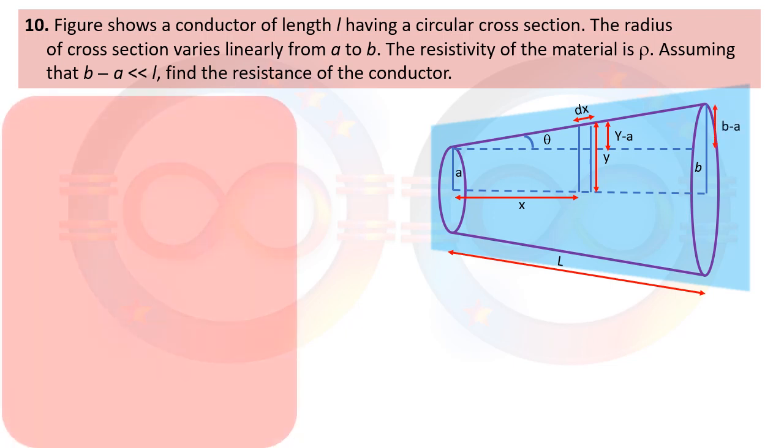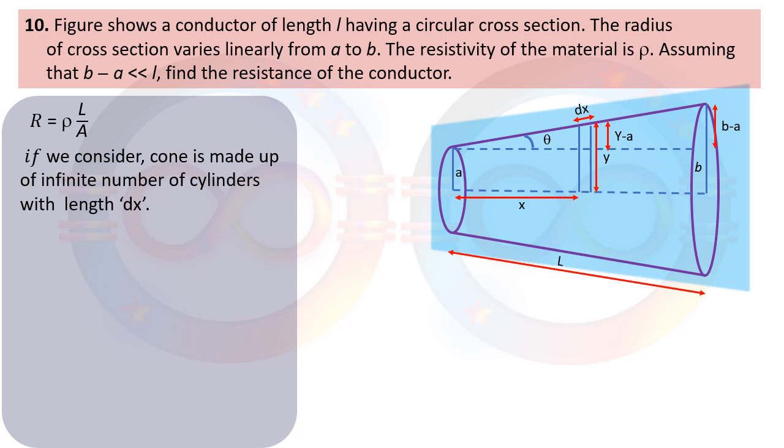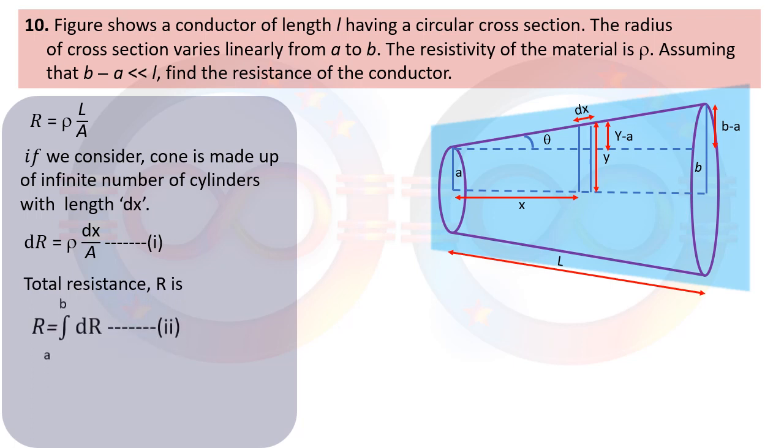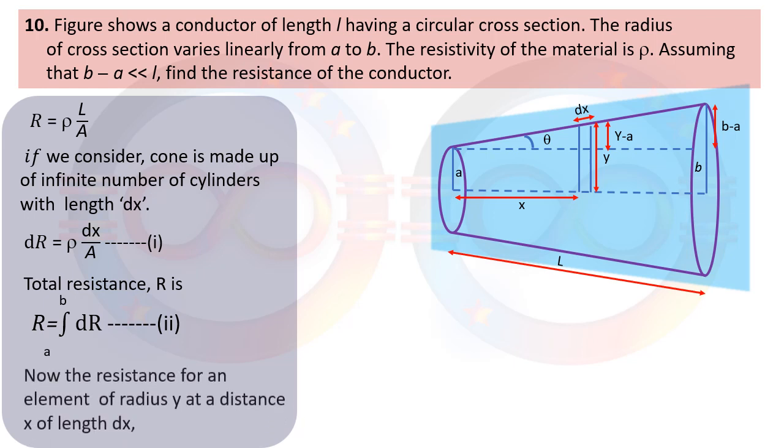If we have the resistivity rho, length L, cross section area A, we know that the resistance is nothing but rho into L by A. But here, as I said, the cone is made up of an infinite number of cylinders. We are going to consider one cylinder of length dx. What is the resistance? Small resistance dr is equal to rho dx by a. That we take as equation 1. Now, total resistance, if we want to calculate, we have to integrate dr from a to b. That we take as equation 3.